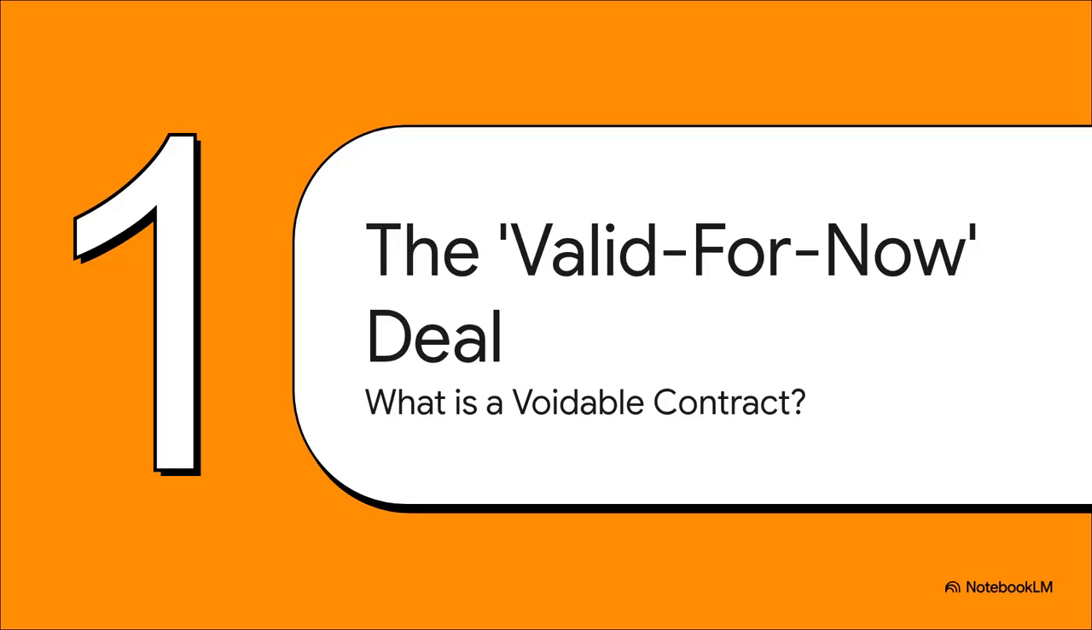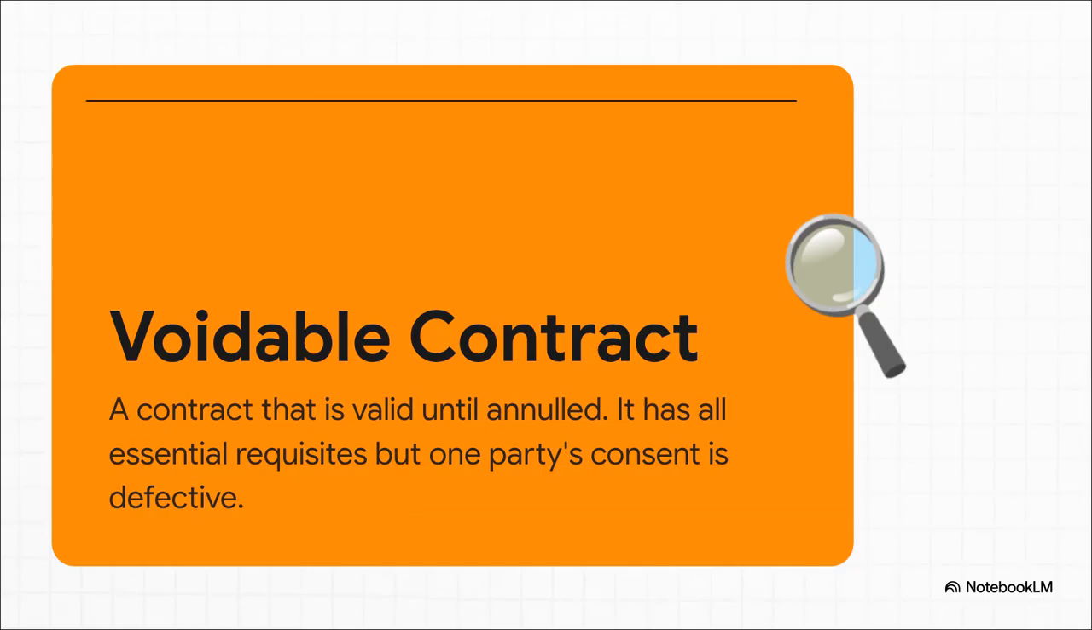Okay, first things first. Let's get to the core of what a voidable contract even is. What makes it different from all the other defective contracts you have to study? So check out the key phrase here. This is everything. Valid and binding unless it is annulled. See, unlike a void contract, which is basically dead on arrival, a voidable contract is alive and well. It's walking around, it's breathing, it has all the essential parts: consent, object, cause. The problem isn't that something's missing, it's that one of those parts is flawed.